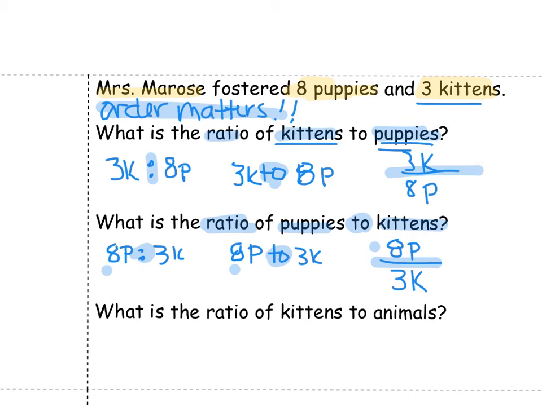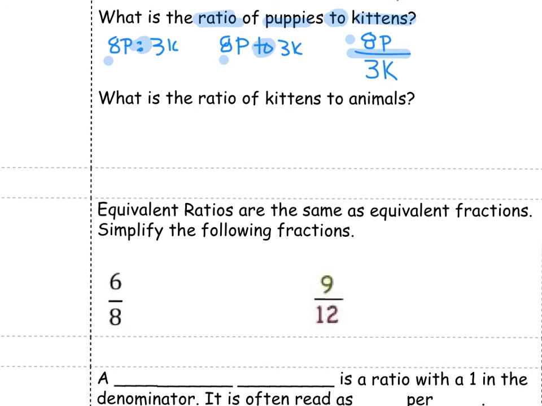For this question, we are writing the ratio kittens to animals. So if there's 8 puppies and 3 kittens, we have 11 animals total. So now kittens to animals, right? So please pause and write the ratio.